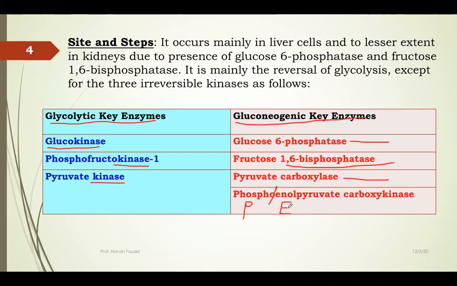Please, I don't need noise. Pyruvate, we get capital P. Carboxykinase, it is written as CK. So this name of the enzyme is abbreviated.